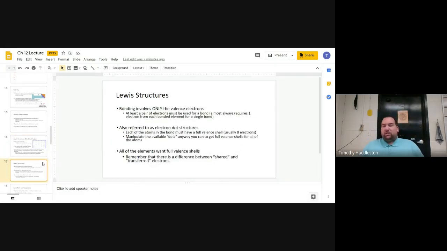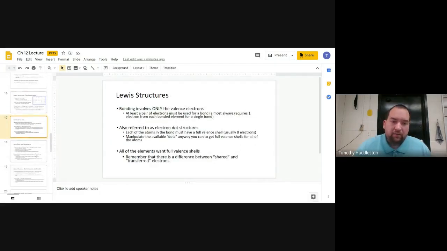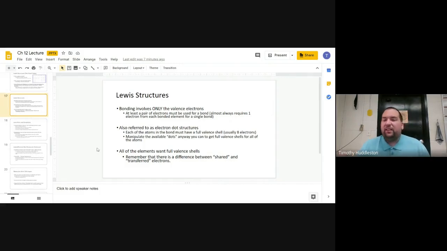So talking about Lewis structures. Bonding involves only the valence electrons. It does not bond any of the core electrons. At least a pair of electrons must be used for a bond. You can never have a 1 electron bond.